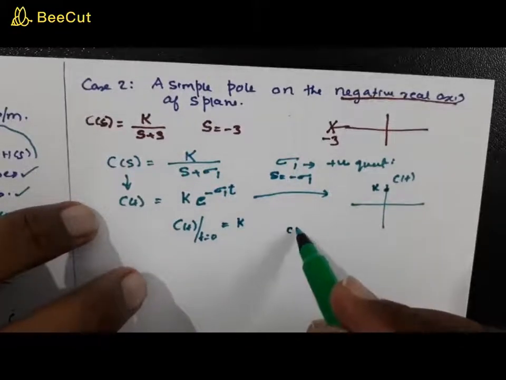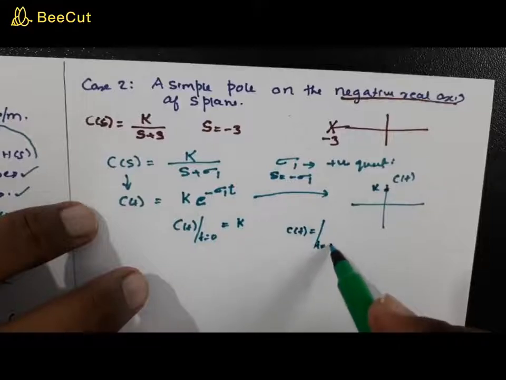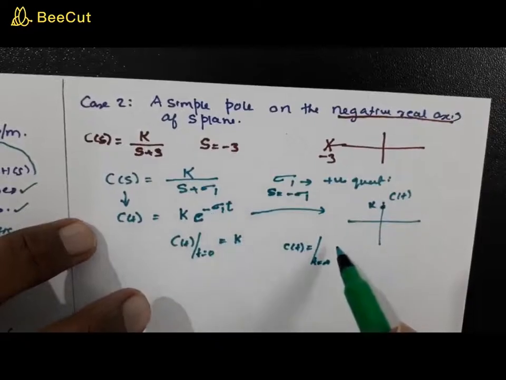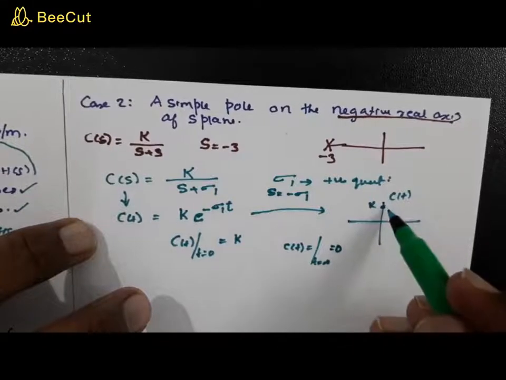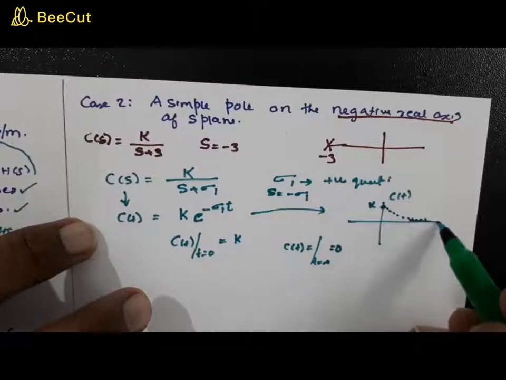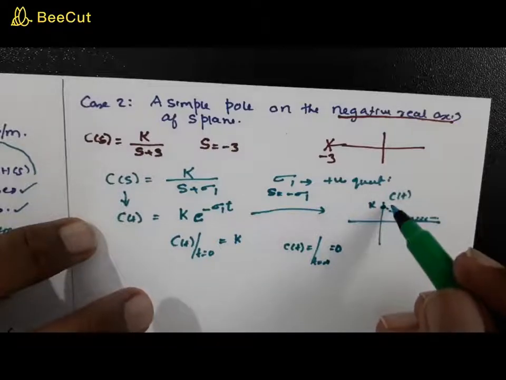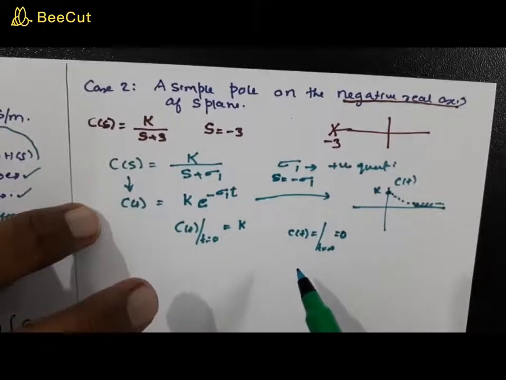Now what happens to c of t at t is equal to infinity? When e raised to minus infinity, that is 1 by e raised to infinity, this becomes equal to 0. So we understood that as t increases, the response decreases, and finally it arrives at a point 0. You cannot touch it. It will be touching the real axis only at t is equal to infinity. So that means this is an exponentially decaying signal, right?